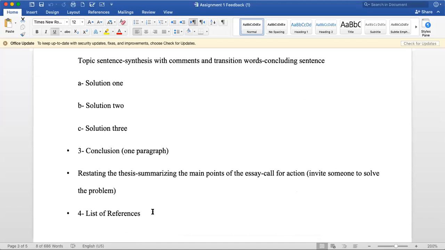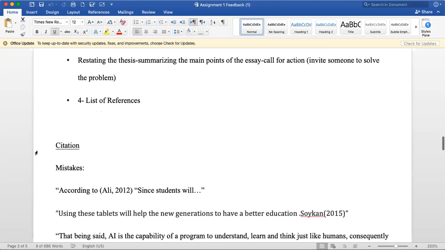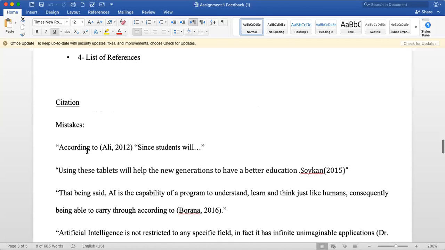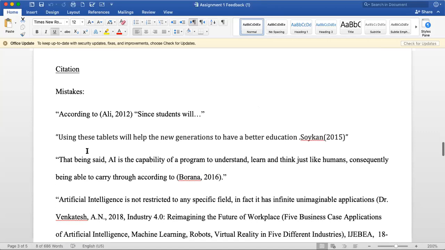So before you submit your final essay, please go back to this checklist and make sure that you have all of these parts, okay? We had several mistakes in citation, although it is supposed to be very easy if you use easy methods. We are not asking you to do complex citation. Try to use something easy, simple, straightforward to avoid mistakes.